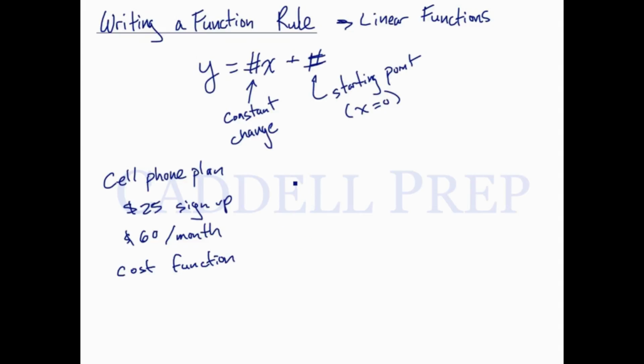So if we think about this, our cost is going to equal $25 plus $60 for 1 month, or 60 times 2 if it's 2 months, 60 times 3 if it's 3 months. So it's 60 times the number of months. So let's say 60m. And of course we could rearrange this. C equals $60 times the number of months plus that $25 startup fee.